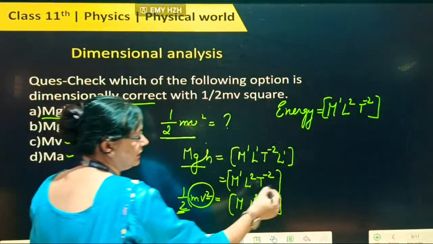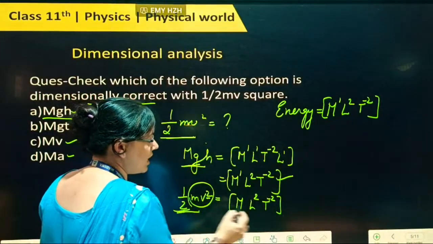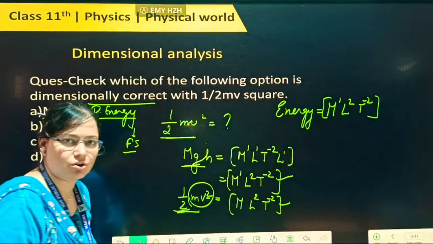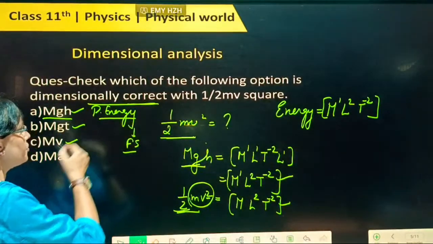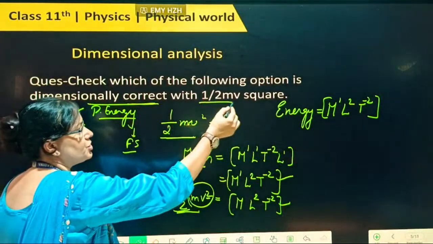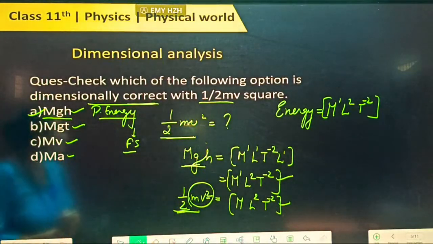So check, beta, the dimension of mgh and the dimension of half mv square: are both equal or not? See your question here, you have to check which one is the right option which is equal to the dimension formula of half mv square. So the first one is our right option, mgh only.